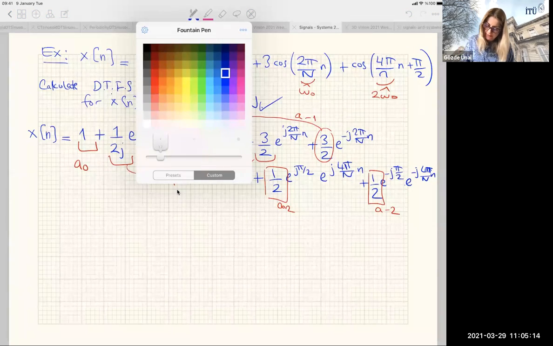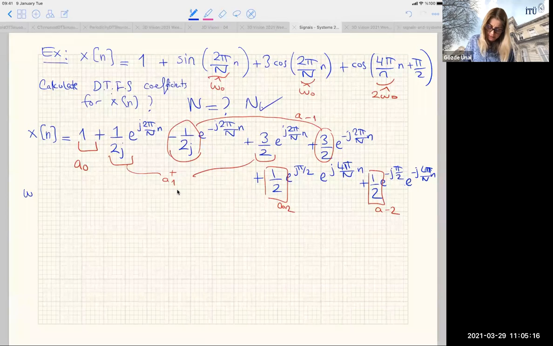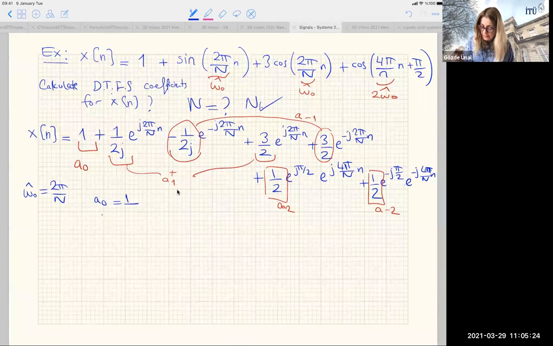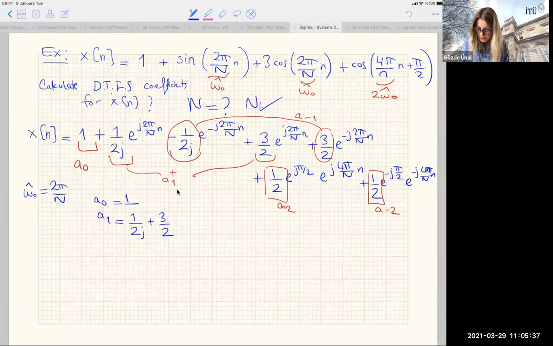Omega 0 hat here, the fundamental frequency, was 2 pi over N. A0, so you have to write A0, one is this guy. Okay, A1 here, let me write this, is 1 over 2j plus 3 over 2. For this one, you have to really do the math a little bit from here. For instance, what is the magnitude of A1? And you should find the angle of A1.